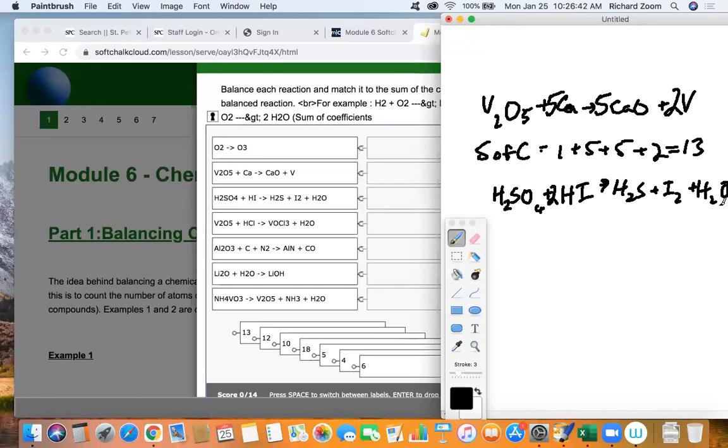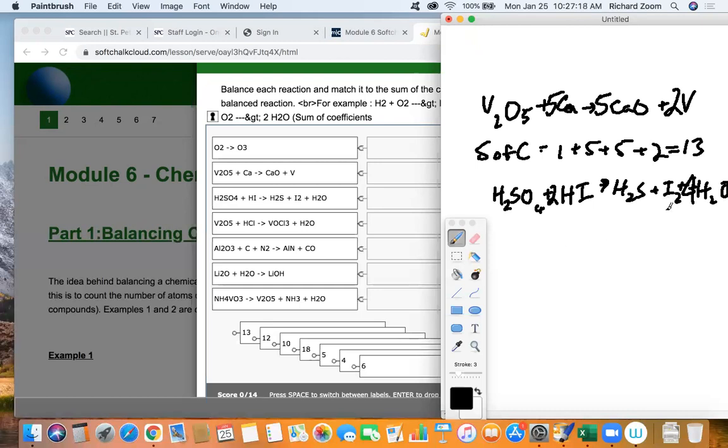Now, as far as the oxygens go, I see I've got 4 oxygens over here and 1 over here. So I might be inclined to put a 4 in front of the H2O and see where we are at that point. So now, as you can see, we've got 10 hydrogens on the left side and we've got 4 hydrogens on the right side. This one is a little bit tougher to come up with because we have to now sort of juggle all of these different things.